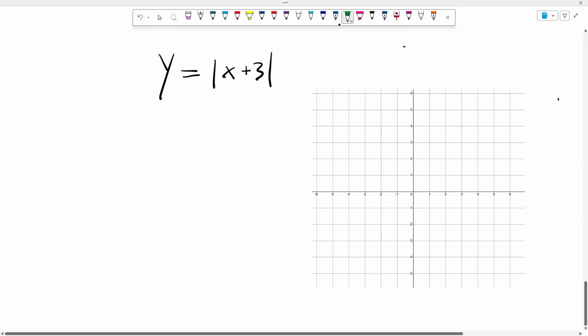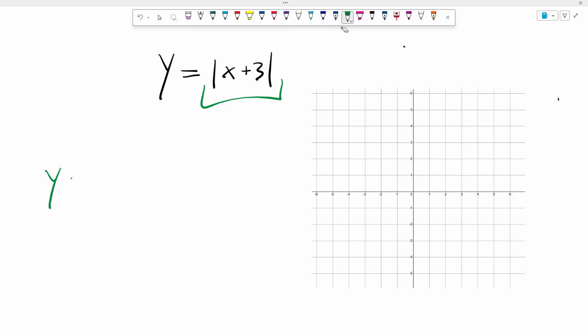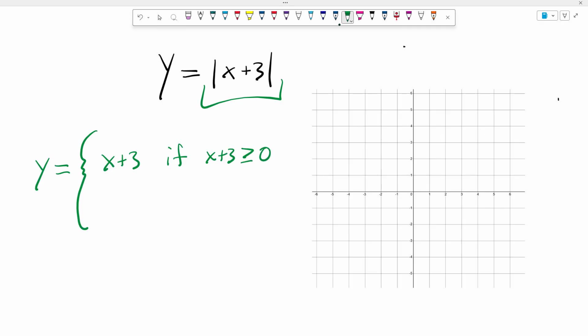Okay, let's write the piecewise definition. So it is x, no, it is x plus 3 if what? X is greater than 2. Negative. If x plus 3 is greater than or equal to 0. And it is negative x plus 3 if x plus 3 is less than 0.